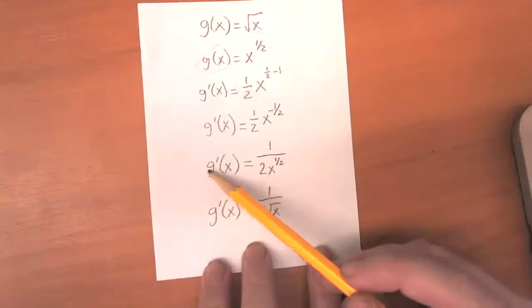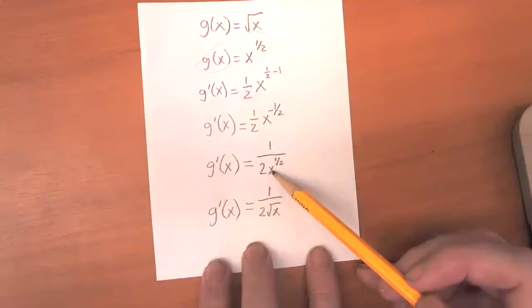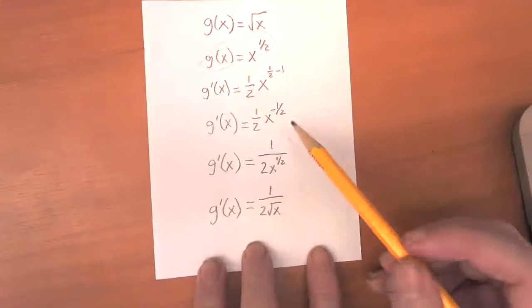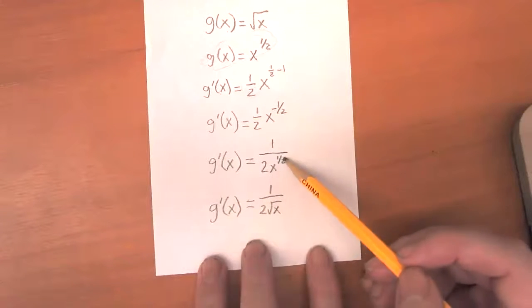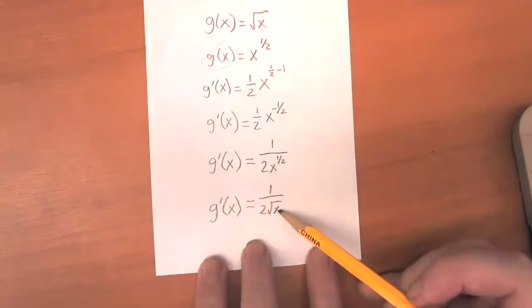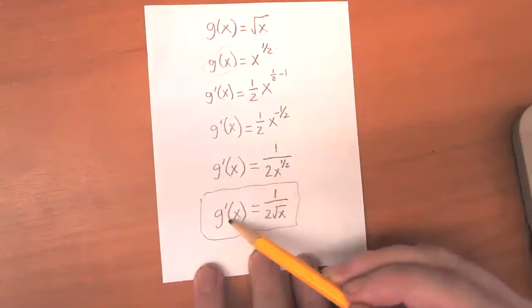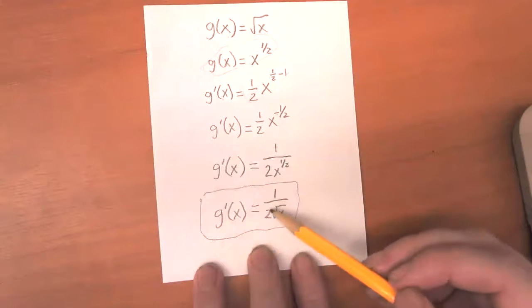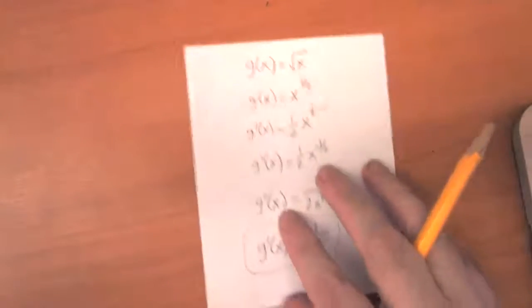So another way of writing this, the derivative of g is 1 over 2 times x to the positive 1/2 power. And the last thing I'm going to do is use this exponent rule one last time to say that x to the 1/2 power, I could just write as the square root of x. So g prime is equal to 1 over 2 times the square root of x, the derivative of the square root function.